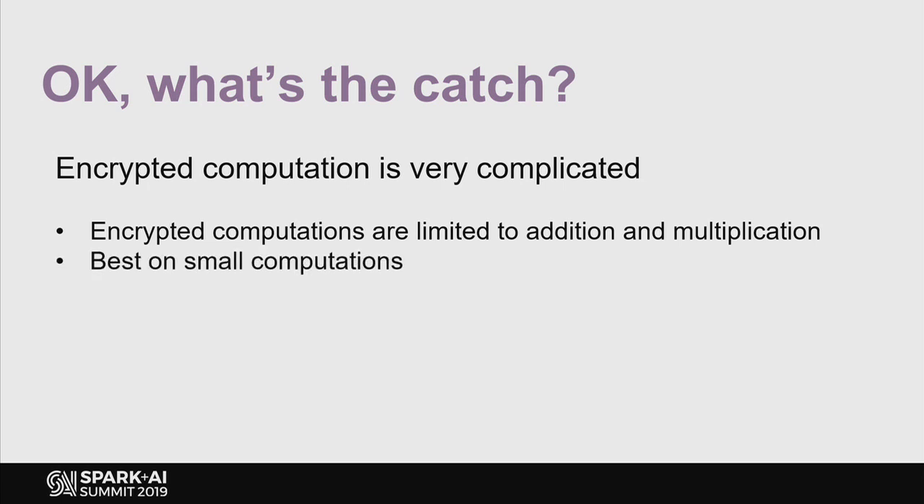It's also best only on small computations. By small, I actually don't necessarily mean small. I mean not having many consecutive multiplications. If you want to compute some degree 5 million polynomial, yeah, that's going to be a little bit hard. But computing the sum of 100 million numbers is very easy, because there's only one multiplication. The multiplications are sort of the difficult part here.